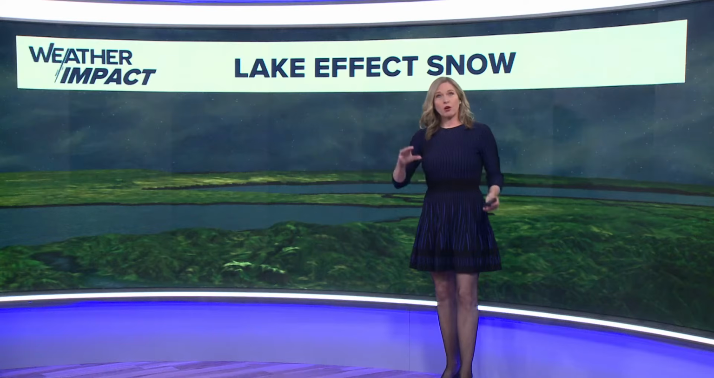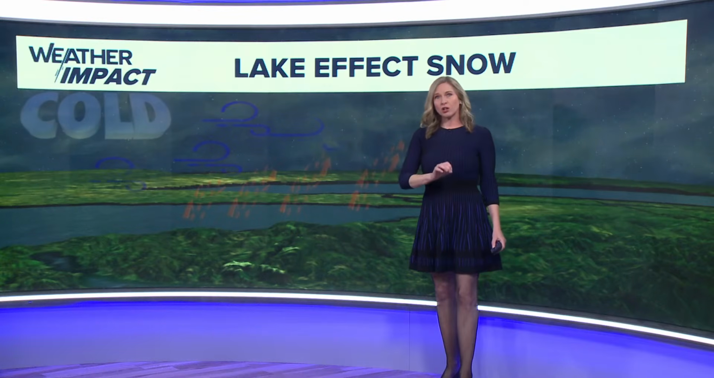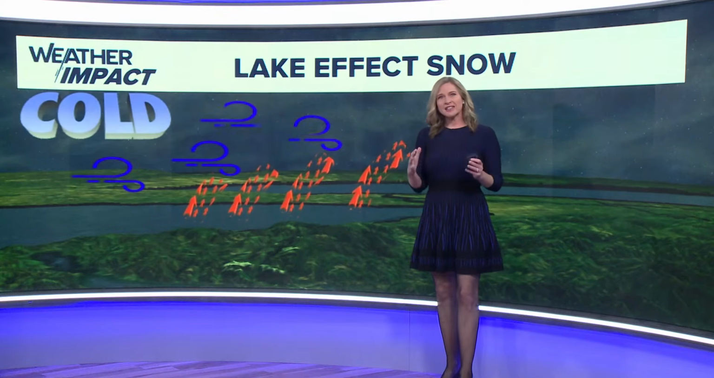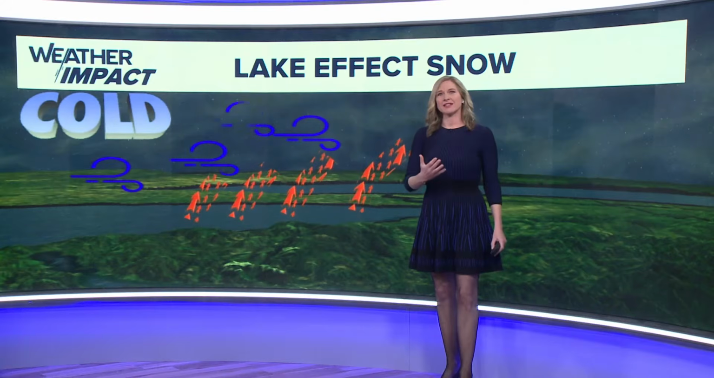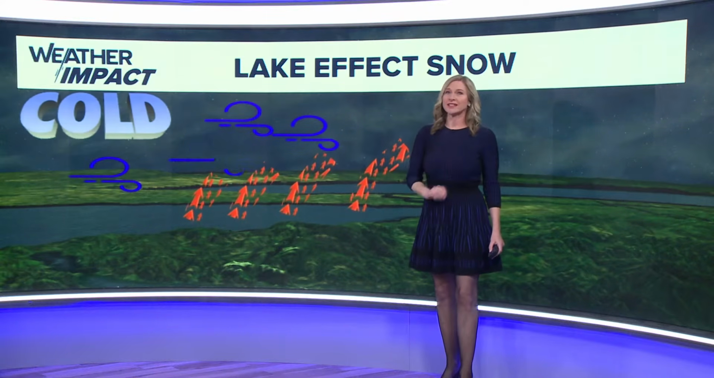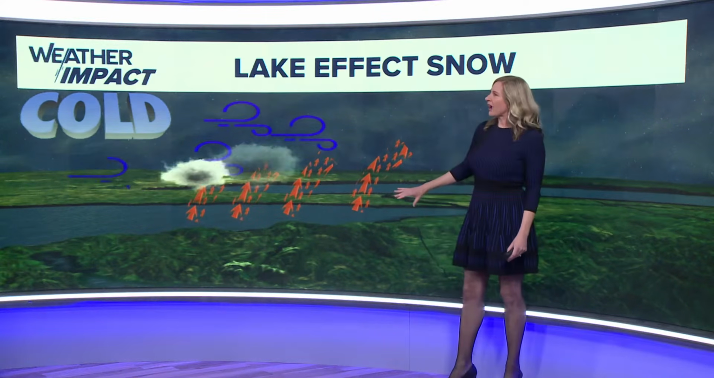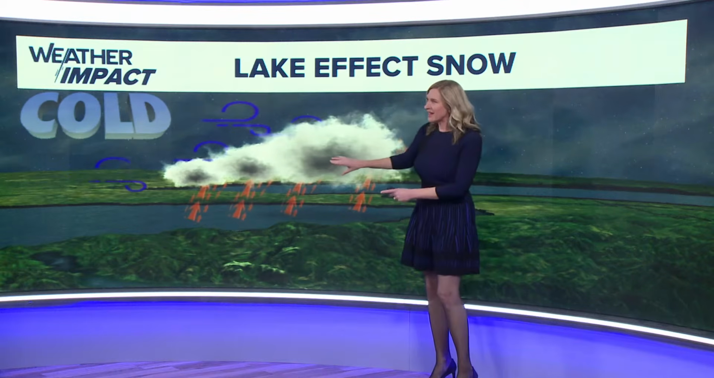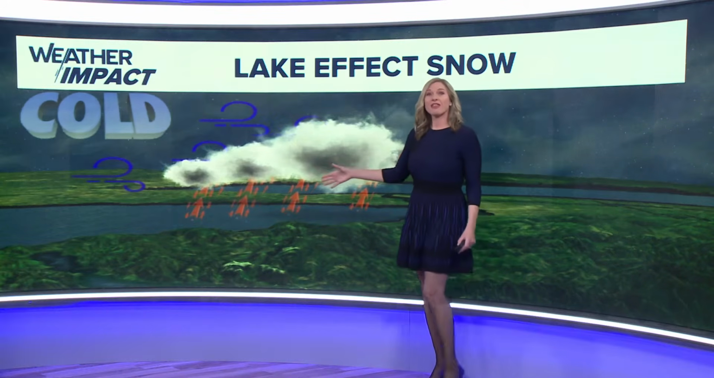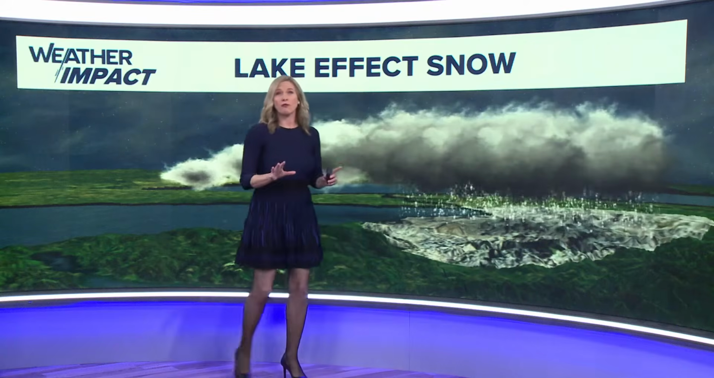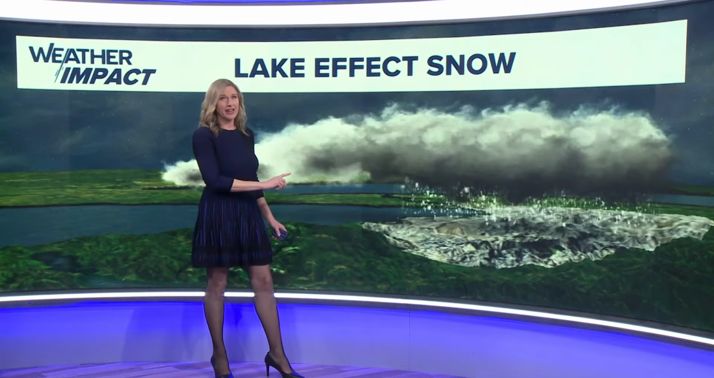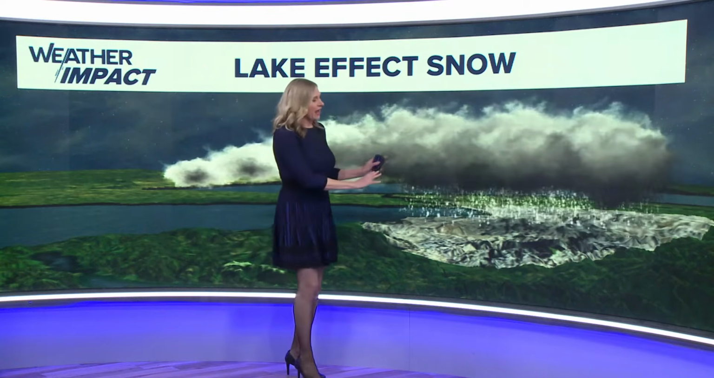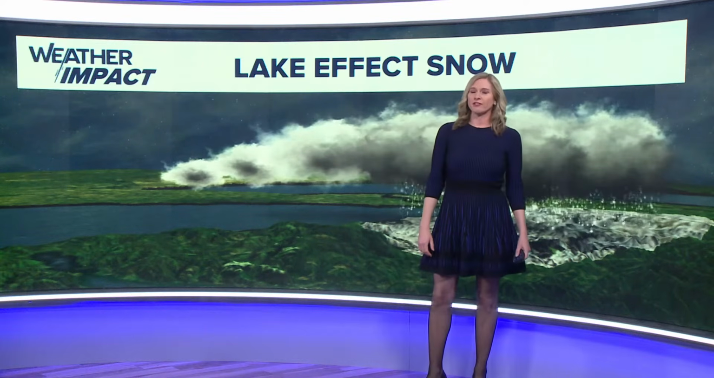Well, you get colder air that moves over the warmer lake water, and as that warmer air rises, since it's more buoyant and less dense than colder air, as it rises, it cools and condenses and forms clouds, then precipitation and snowfall that dumps downwind of the lake and over land, and you can get multiple feet in a short period of time from lake effect snow.